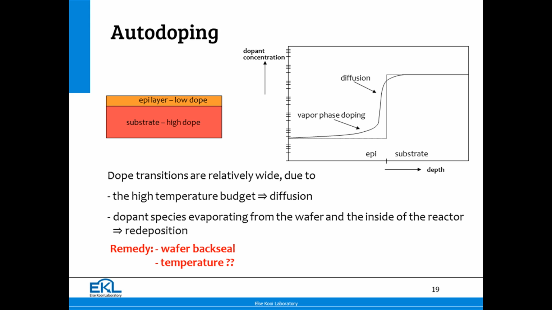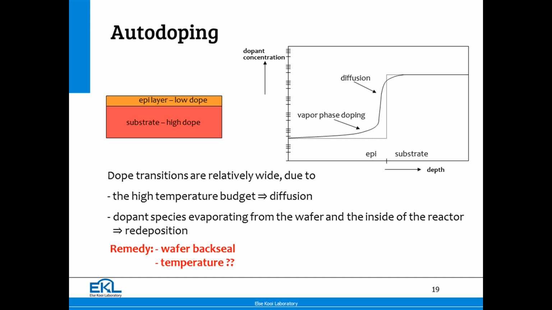Well, when you start to grow, there's still arsenic, phosphorus, boron, evaporating from the surface. It gets into the gas flow and is redeposited. Backside of the wafer, same thing. It is not coated. If it's not coated, it will release dopants forever. So the transition width before you reach the level you want to be at can be very wide, several microns in the old days.